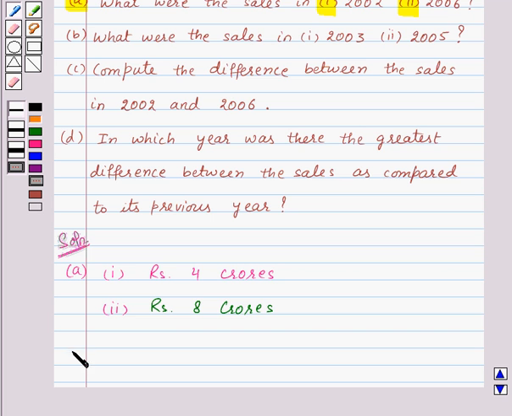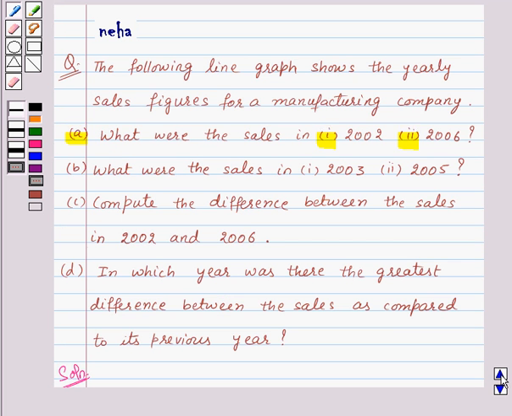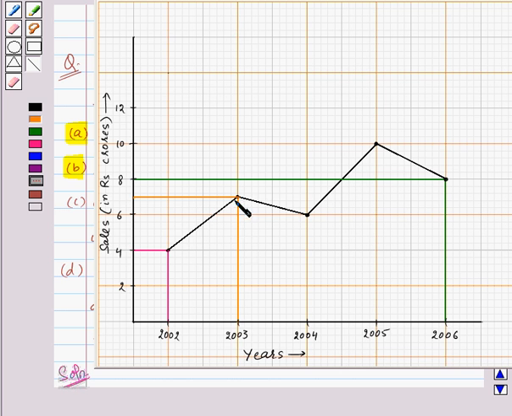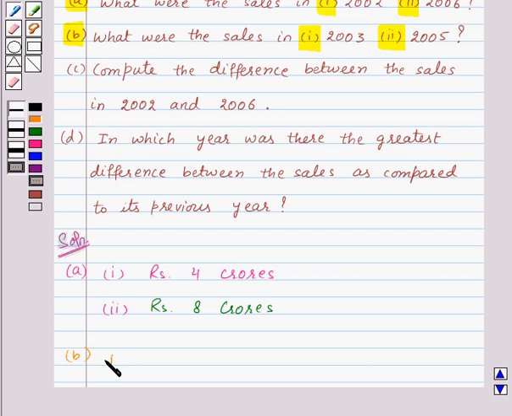Now let's proceed to part B. Part B says, what were the sales in year 2003 and 2005? So first of all, let's find out the sales in the year 2003. In the graph, this point corresponds to the year 2003. Also, this point corresponds to the point 7 on the y-axis. That means sales in the year 2003 were rupees 7 crores. So this will be rupees 7 crores.